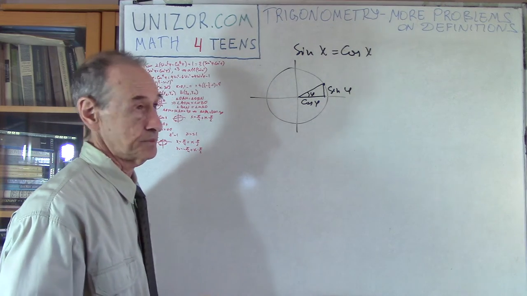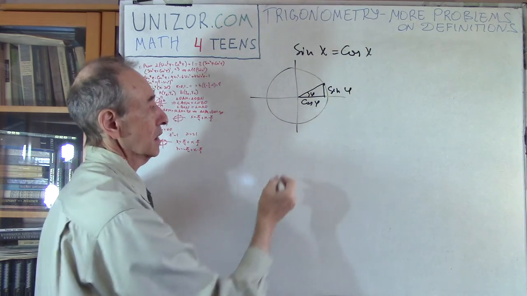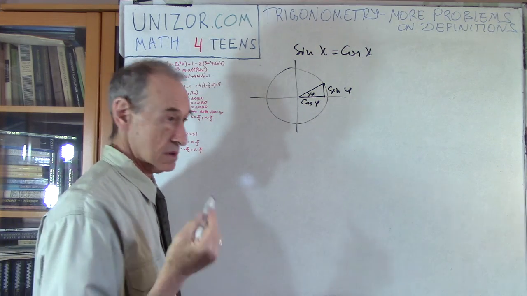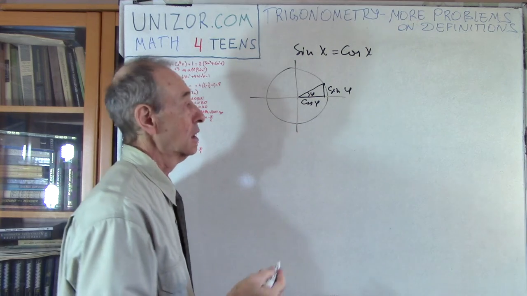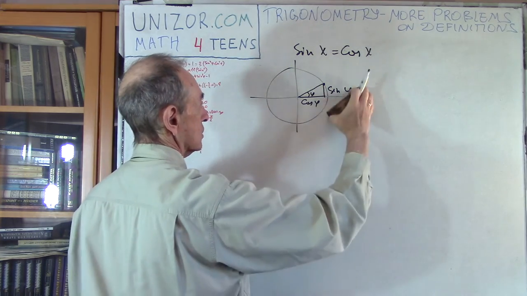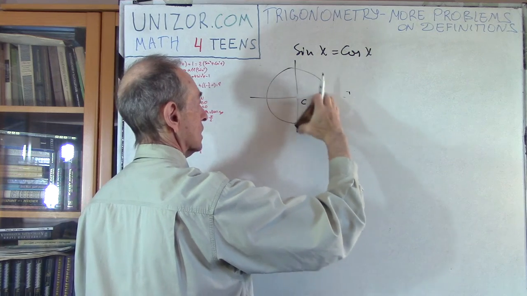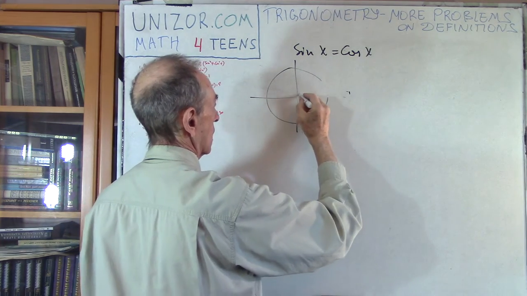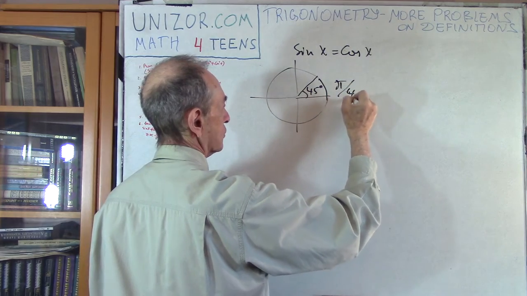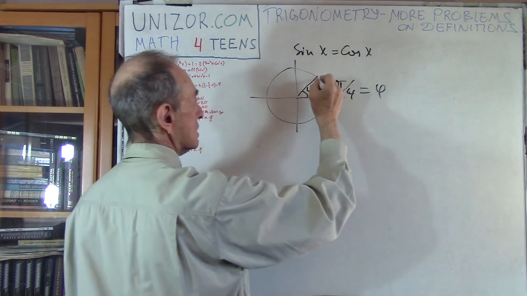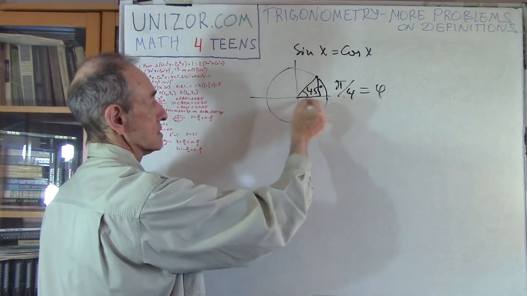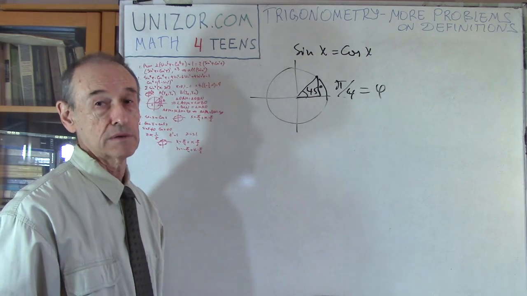of this particular angle. Now, if they are equal, it means that the two catheters of this triangle are equal to each other. So it's a right triangle with equal catheters, which means this angle is supposed to be 45 degrees, right? So I will change my picture and put it at 45 degrees, pi over 4. That's my angle. And in this case, my sine and cosine, abscissa and ordinate of this angle, are equal to each other.